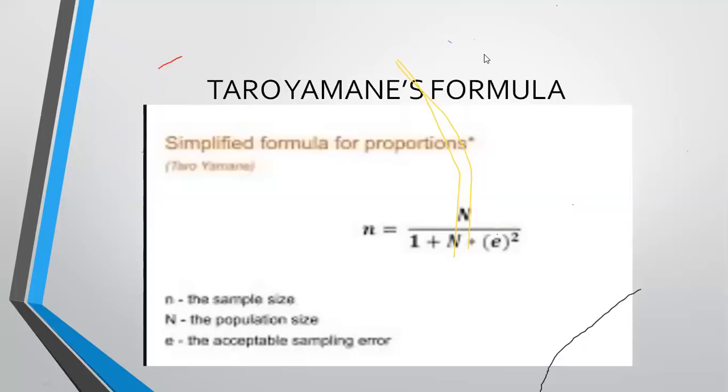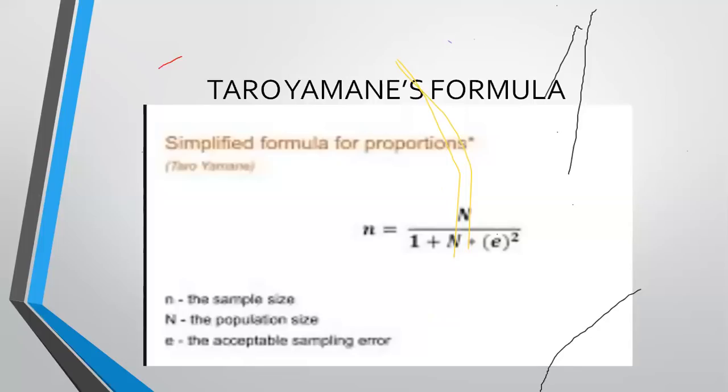Using Taro Yamane's formula, on your screen is the simplified formula for Taro Yamane. And it's stated as small n is equals to capital N all over 1 plus capital N into bracket e squared. Only e is squared. And what are these values? The small n is the sample size you want to calculate, you are looking for. Is that taken? The capital N is your population that you are aware of. You know, I said you only use Taro Yamane's formula when you know the exact population.